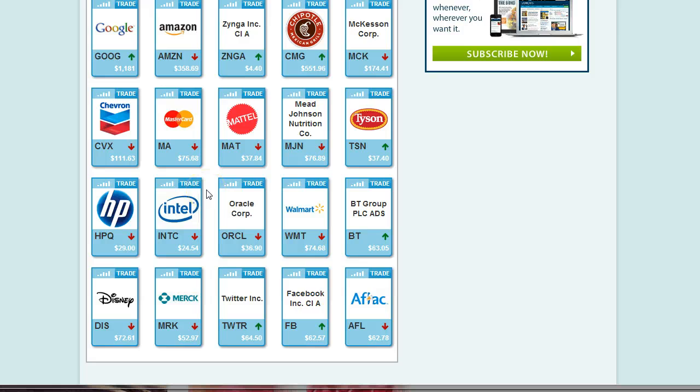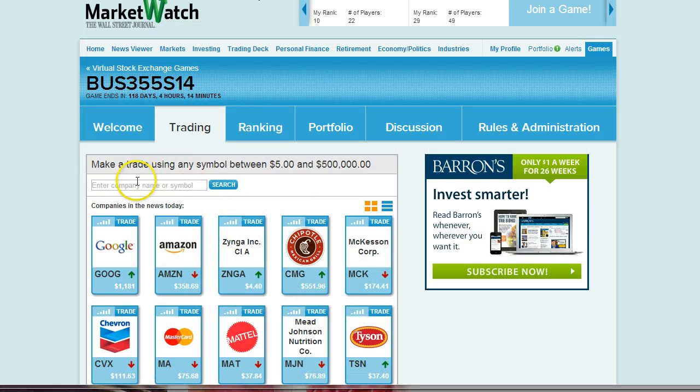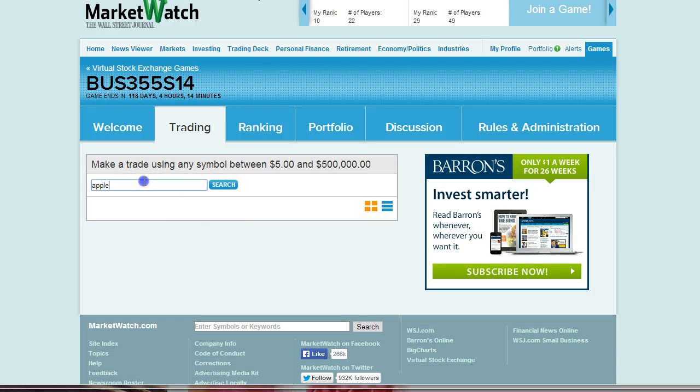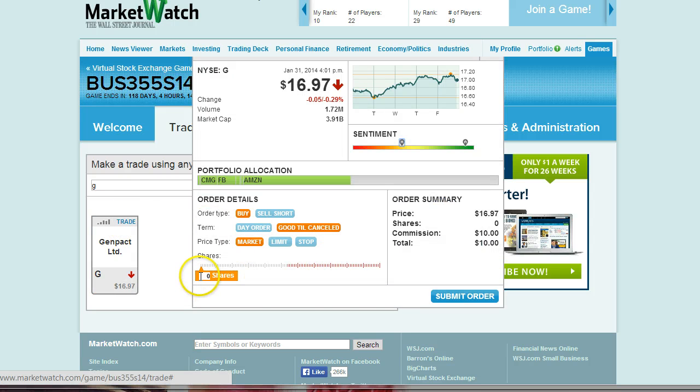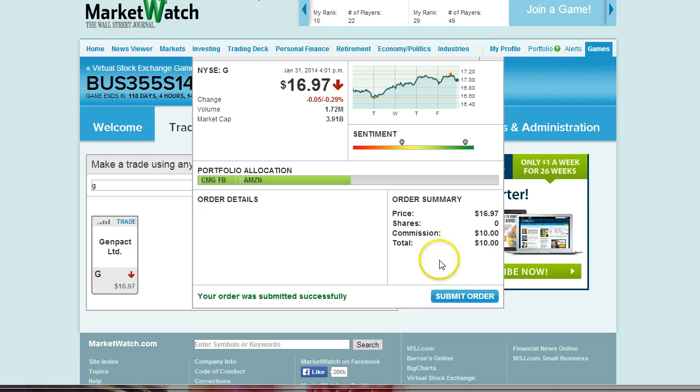Now, these are just example companies here. You don't have to trade these companies below. You could actually type in a company that you may want to trade. Let's type in the name of the company and search. Usually this works better than this. So here, I guess you would have to put the trading symbol in and see what comes up. So here's a stock, and again, just click on the trade button, put in the amount of shares you want to buy, and hit submit order.